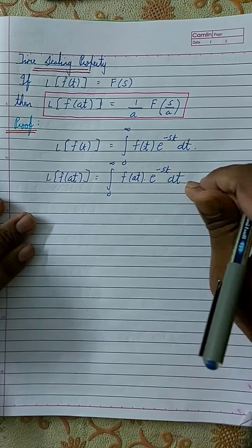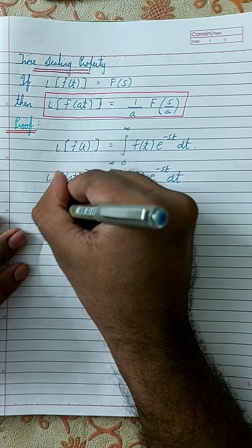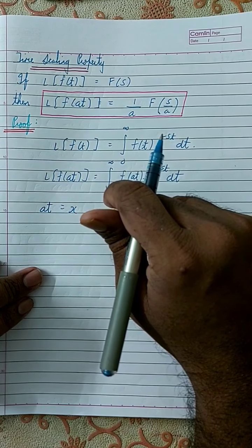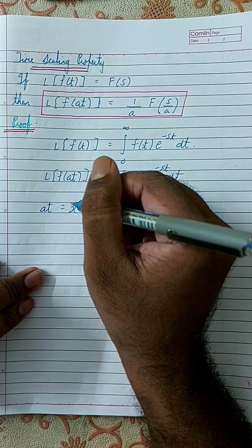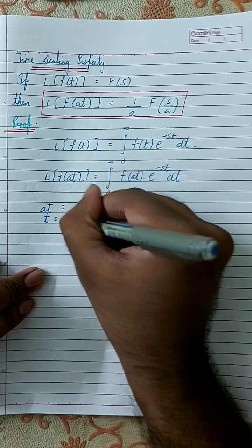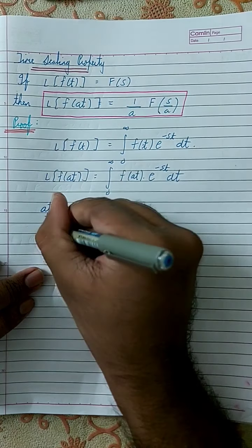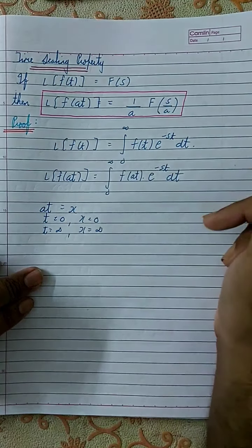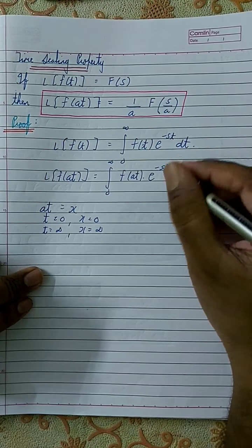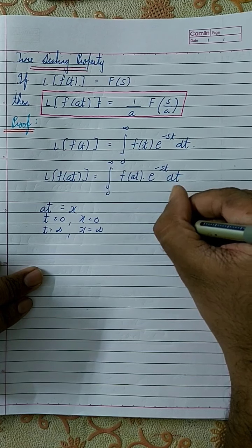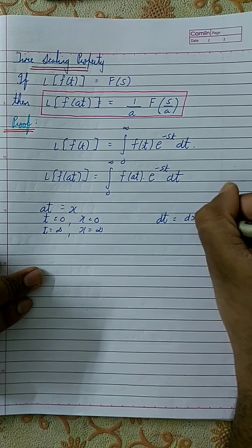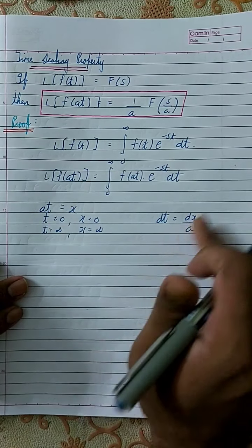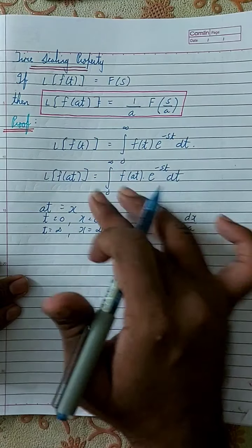Now what I'm going to do is say let at is equal to x. Therefore, when t is equal to 0, x is equal to 0, and when t is equal to infinity, x will become infinity. Then I also need to find the value of dt. Since t is equal to x by a, dt is equal to dx by a. Now I can substitute this all over here.